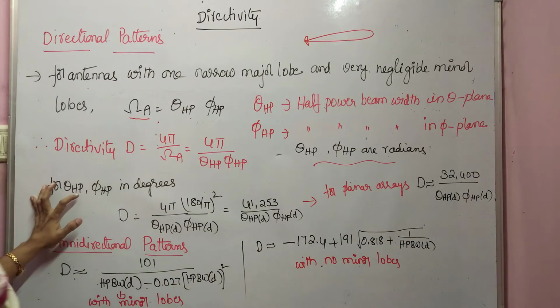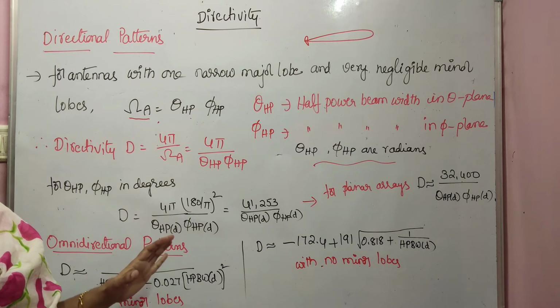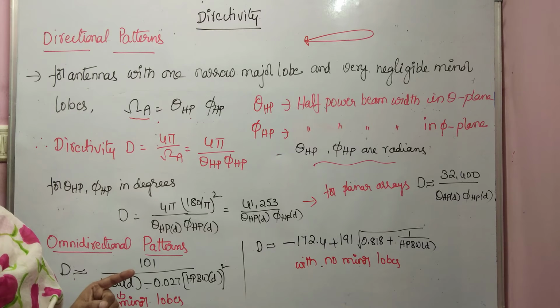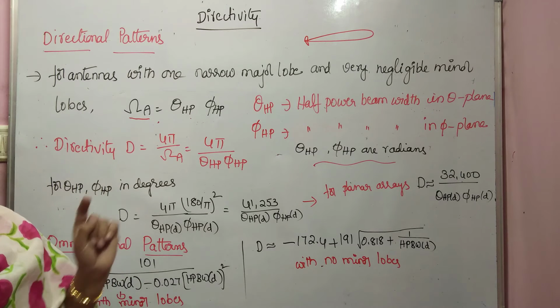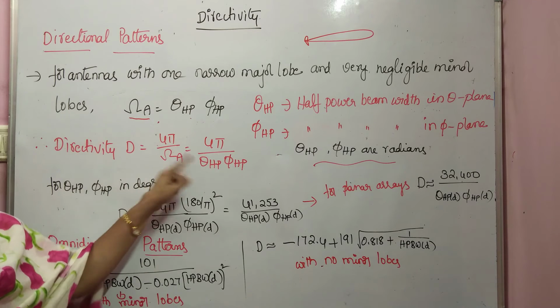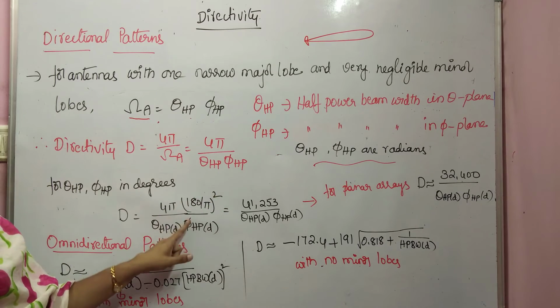Suppose we convert this theta HP and phi HP into degrees. We know pi radians is equal to 180 degrees. Then what about 1 radian? 1 radian is 180 by pi, and 1 degree is pi by 180. So if you want to write this in degrees, you have to do it like this.